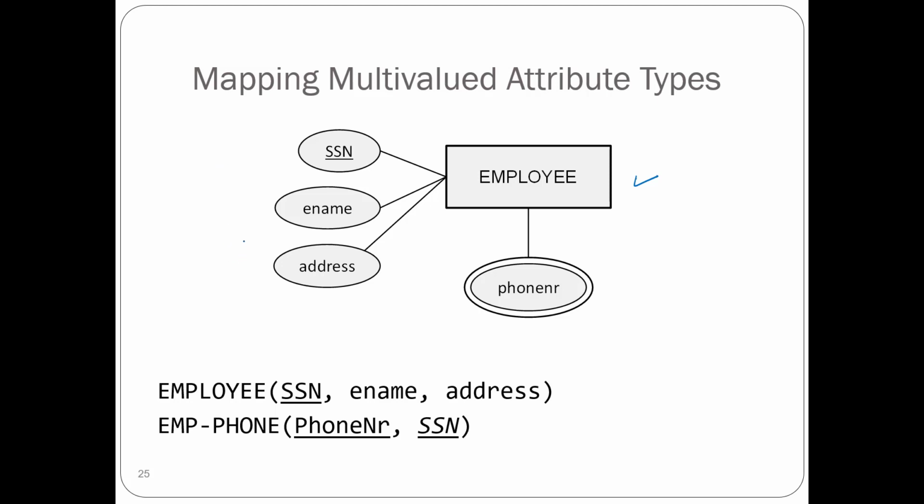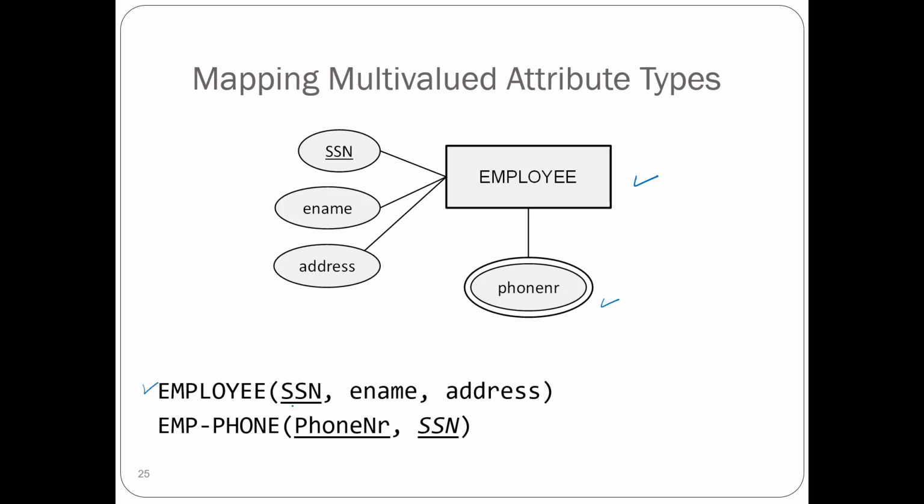That's what we had in the previous slide. But for phone number, this is interesting because it simply means that it is multi-valued. An employee can have more than one phone, right? And sometimes it is possible that multiple employees may be sharing a phone number as well. Okay, so how do we map it?